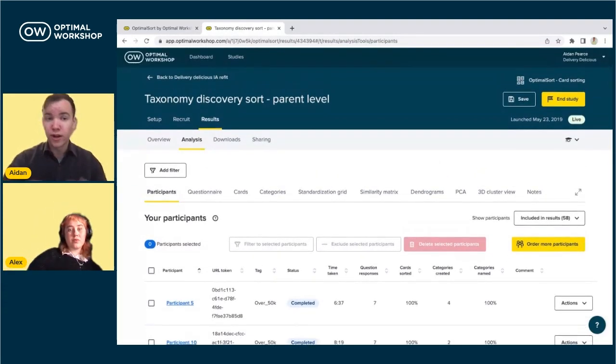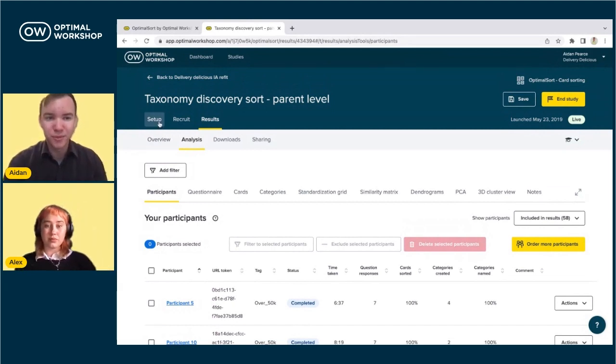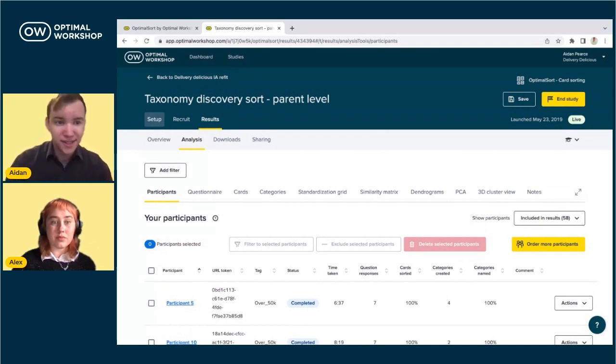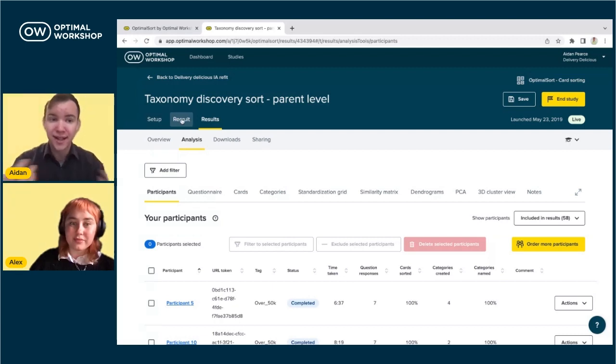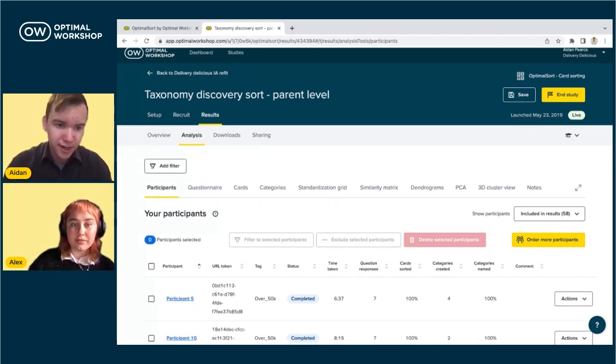So when we're in an Optimal Workshop study, for those who haven't seen one before, you've got three high-level tabs to signify the workflows that you go through: the study setup, the recruitment and getting people into the study, and then ultimately results and being able to conduct some analysis. So we're going to be living in the analysis section today.